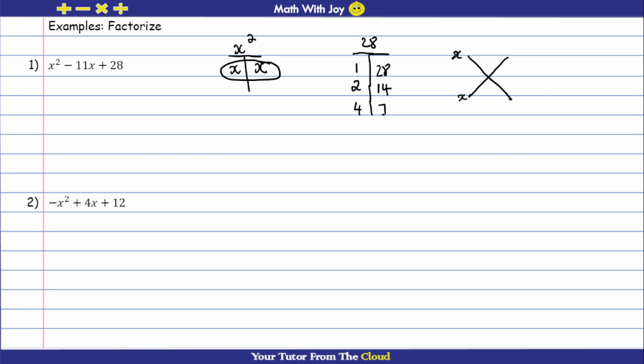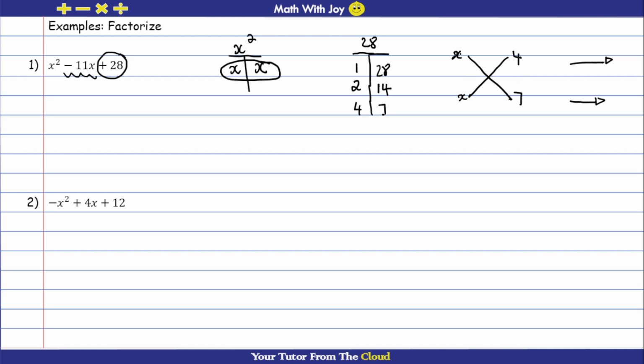Now I need to choose the factors of 28. And the factors of 28, I can choose 1 and 28. I can choose 2 and 14. I can choose 4 and 7. But I know that at the end of cross multiplying, I will get my answers, and I look at the C value now. The C value is positive, so I know that these answers must add to give me minus 11. Right, so there's no way a 1 and a 28 will add to give me 11. A 2 and a 14 will not add to give me 11. But a 7 and a 4 will add to give me 11.